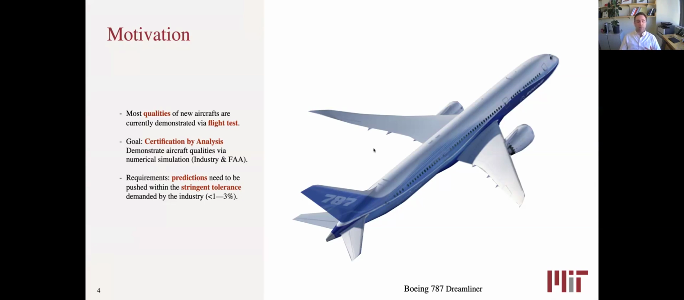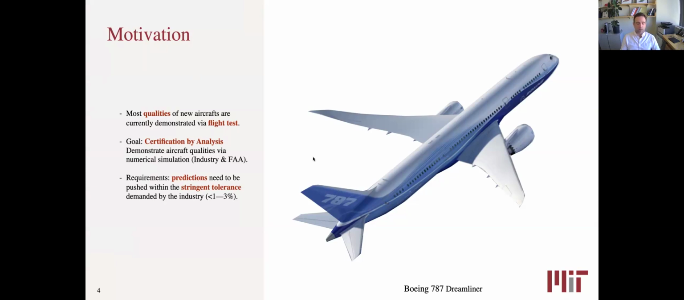But what is important from our point of view here, since I am going to be worried about aerodynamics, is that most of these qualities are demonstrated through a flight test. Flight test means that either we have a wind tunnel experiment or we literally build the full aircraft and test it. And obviously that's a problem because it's very expensive and slow. It takes a lot of resources.